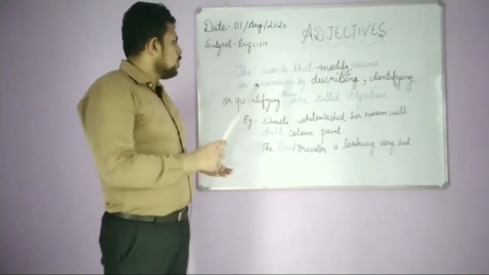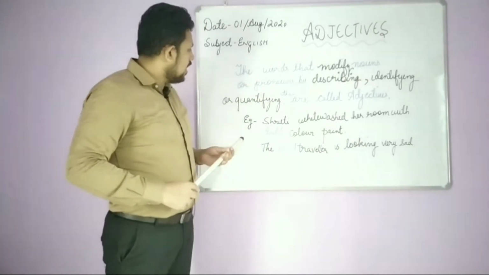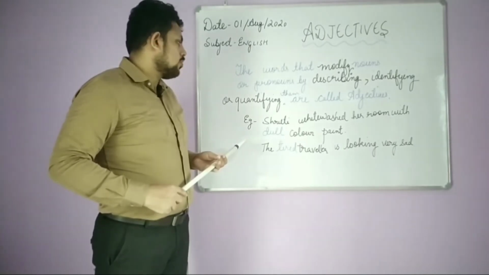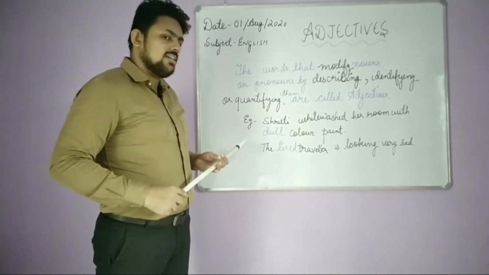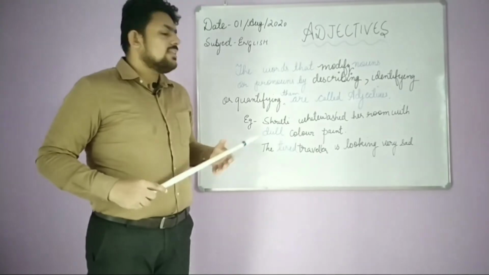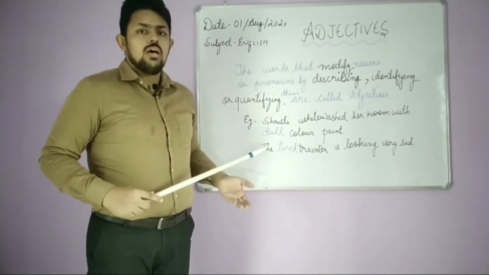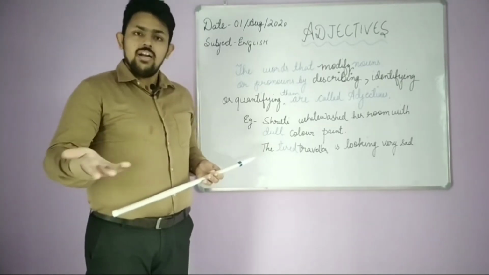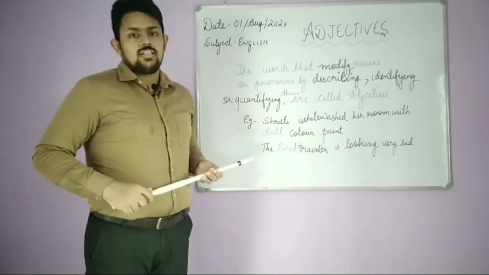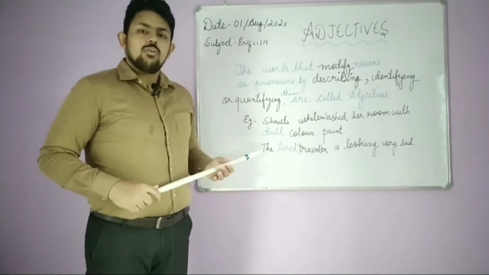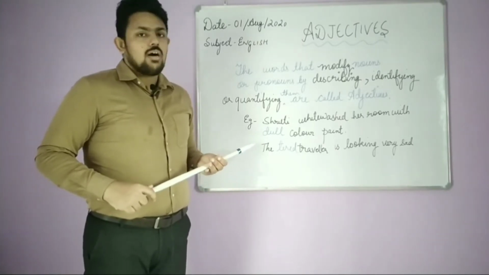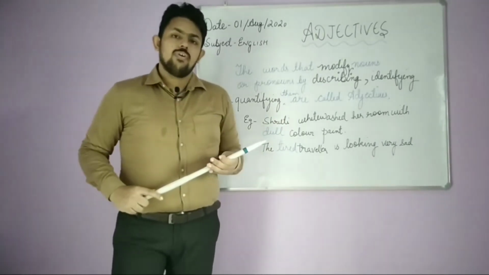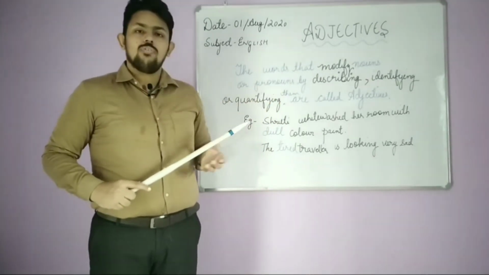See, the words that modify nouns or pronouns by describing, identifying or quantifying them are called adjectives. So the words that modify nouns or pronouns by describing, quantifying or identifying them are called adjectives. So a particular set of words that modify nouns. What is modify? What do you understand by modification?